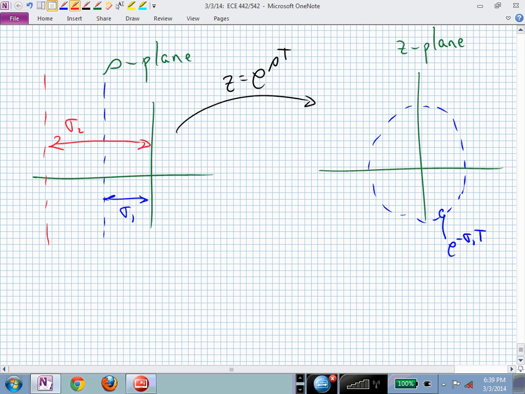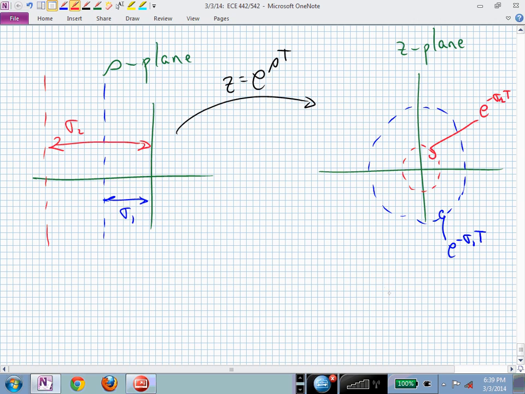Where's red relative to blue? I got you distracted. It's inside, isn't it? E to the minus sigma sub 2, so now we are here, let's say. And now do you understand what I was meaning when I said bullseye?